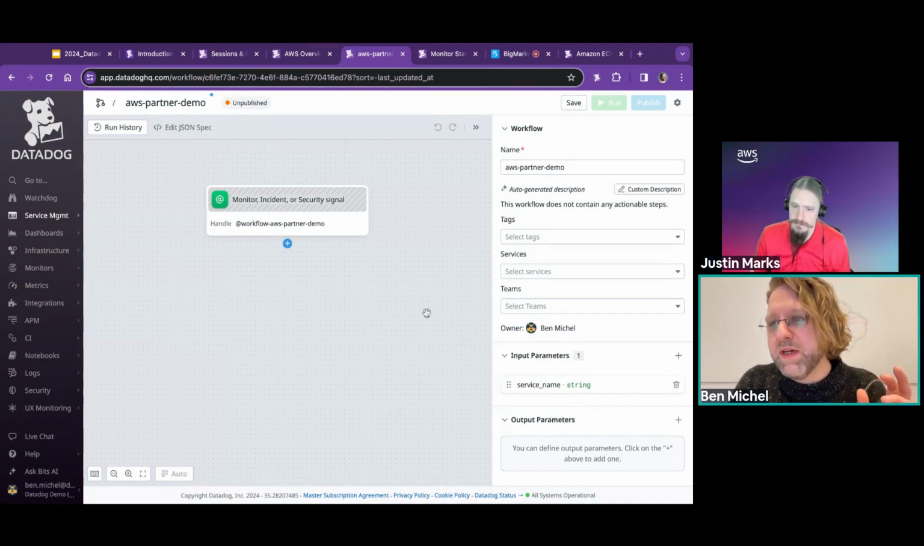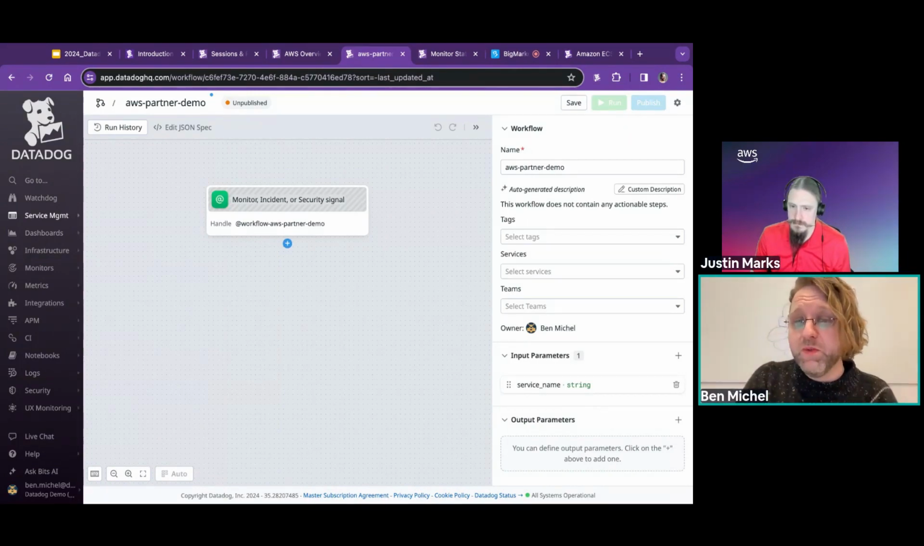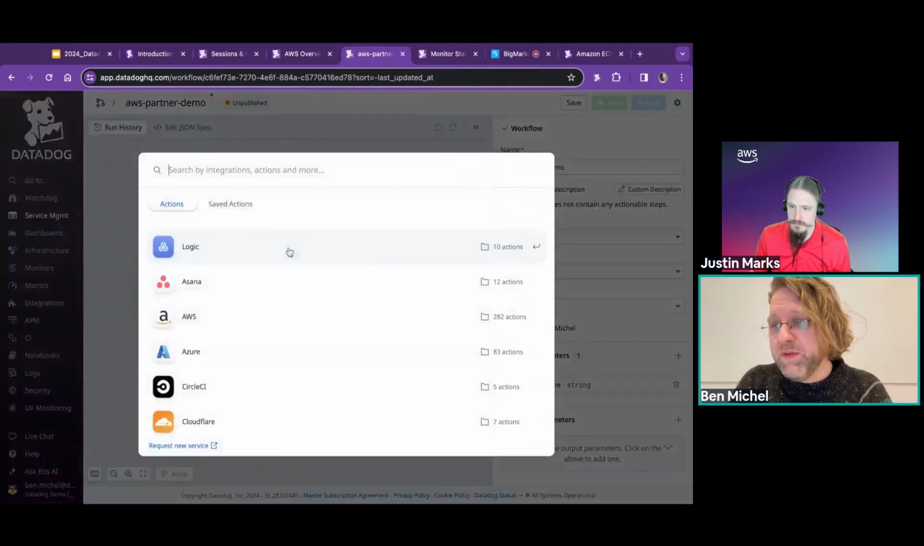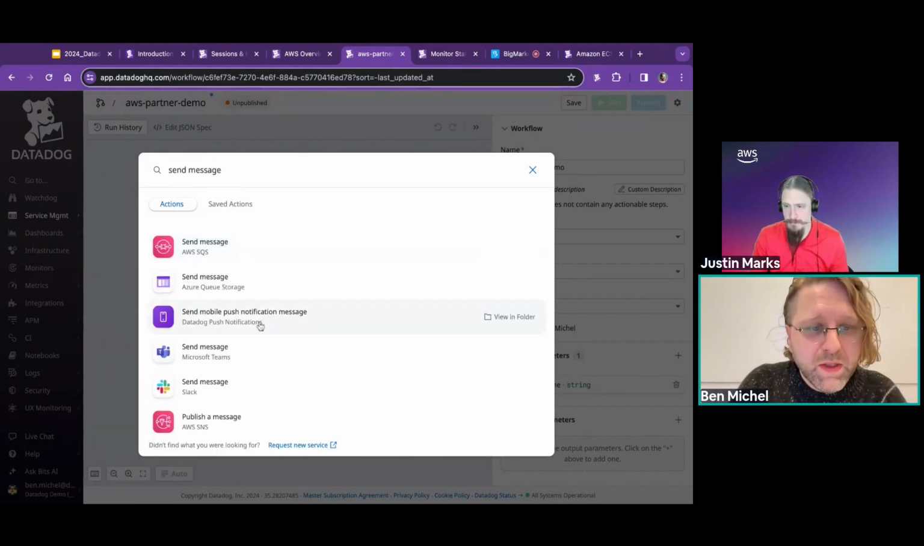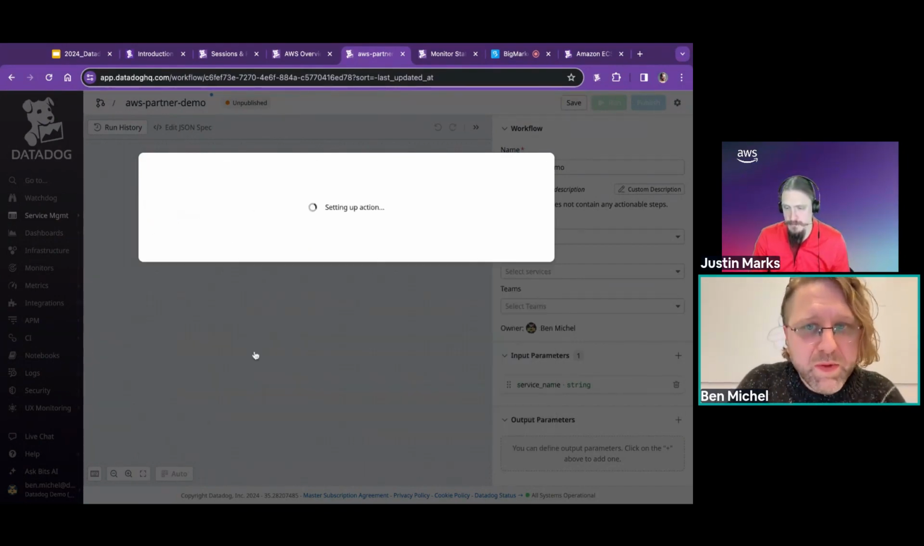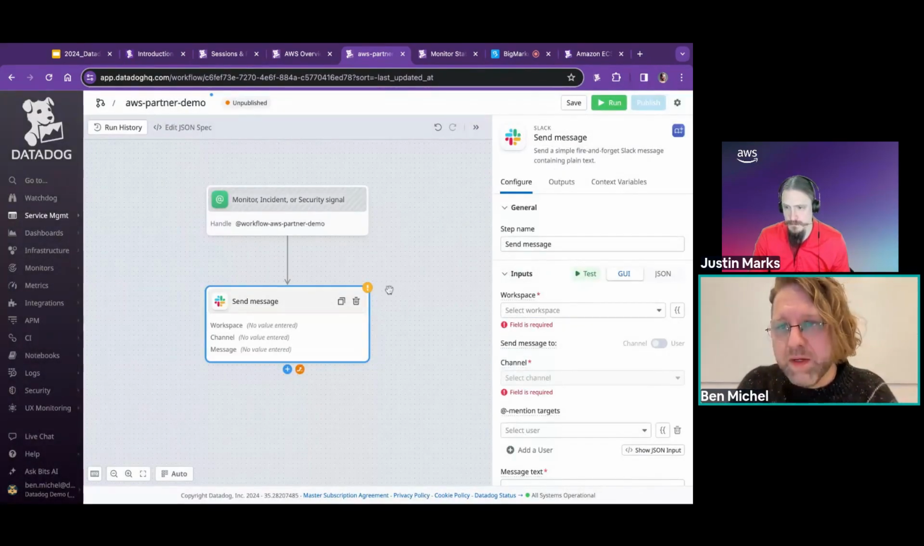Now, after we have that set up, the first thing we want to do next is to send a message over to Slack, right? Which is great. So I can open up the actions list here and hit send message over to Slack. You know what? We're getting up against the wall here with time. So I'm going to try to hurry this as much as possible.